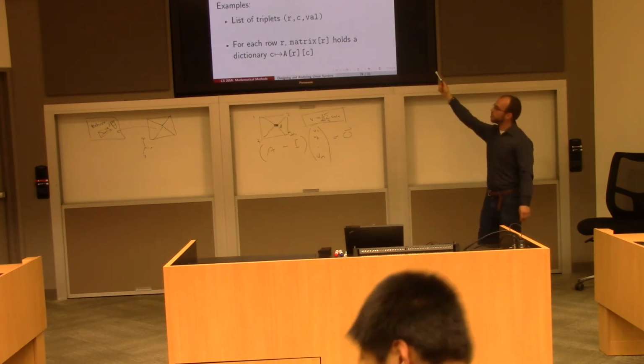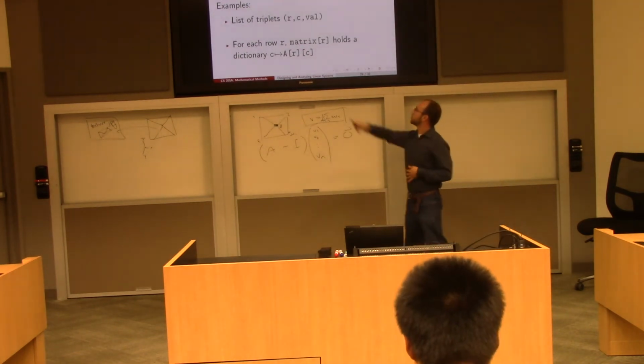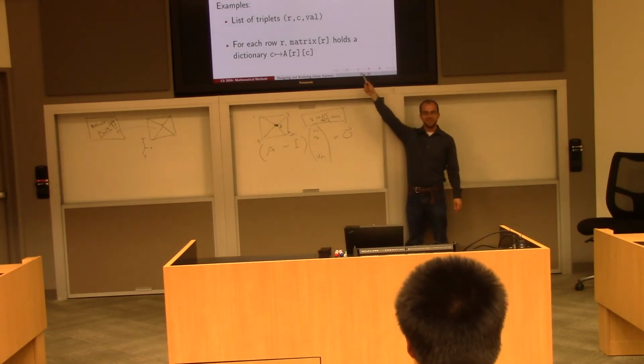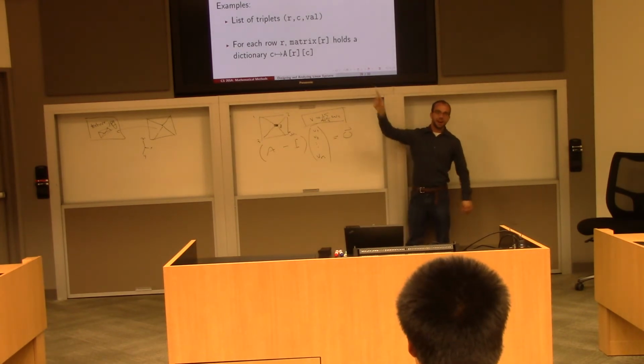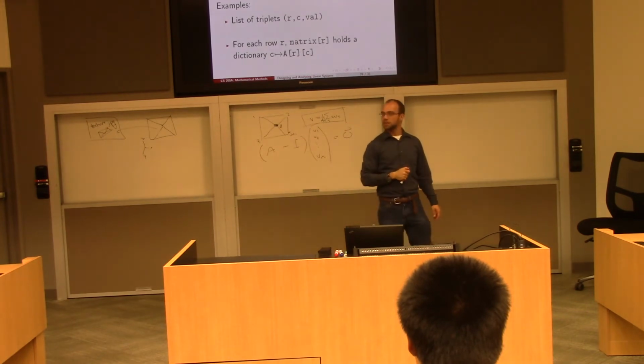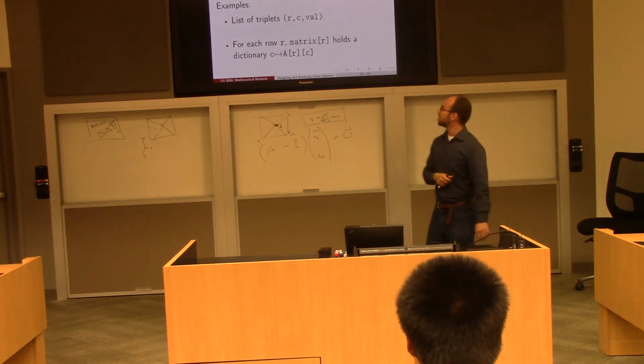I think that's a reasonable theme. And so there are lots of things you could do. For example, you could just keep a list of the non-zero elements in your matrix. Easy enough. Obviously, if you want to search for elements in your matrix or check if something is non-zero, this is not the best data structure.